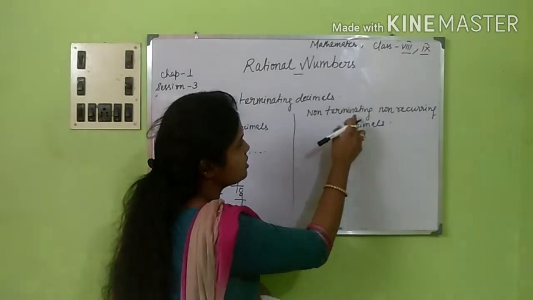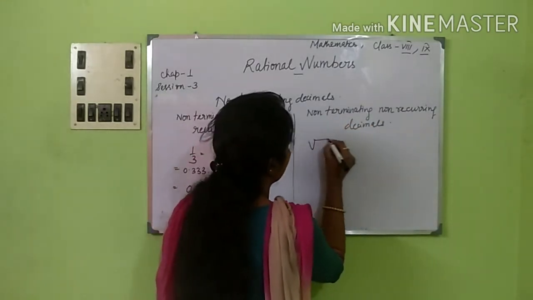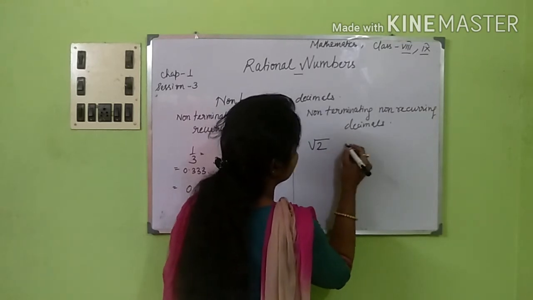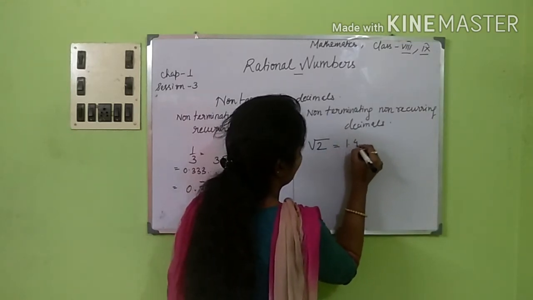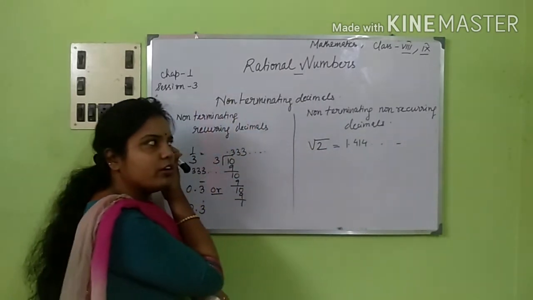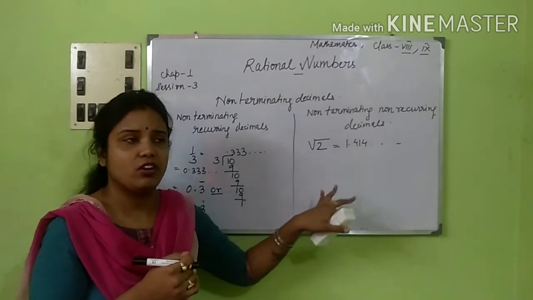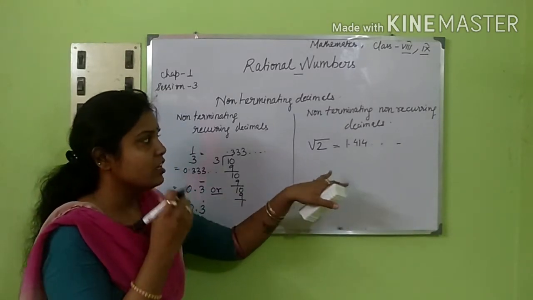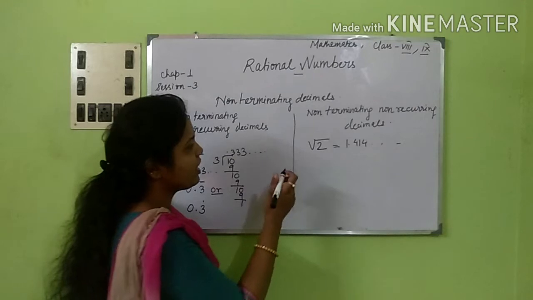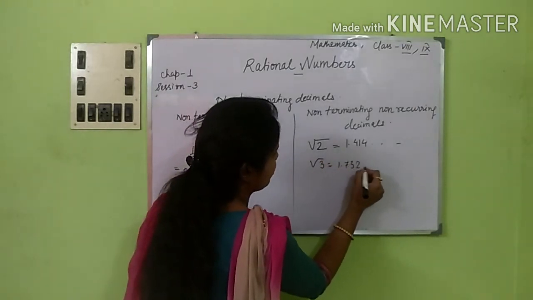Next, coming to non-terminating non-recurring decimals. These are the examples of root 2, and so on. We have 1.414 and then dot dot dot. These all are non-recurring decimals because these values do not match any one of them. It continuously goes on increasing. Similarly, root 3 is 1.732 and then dot dot.